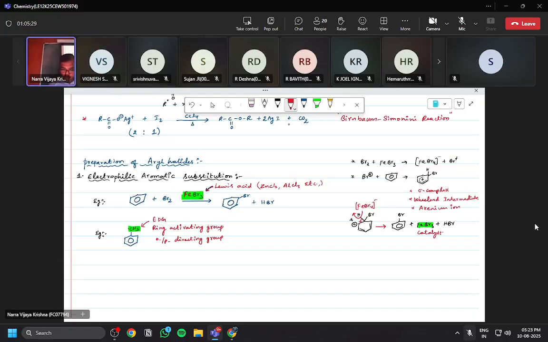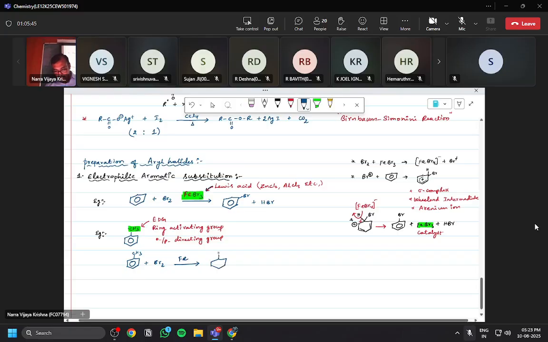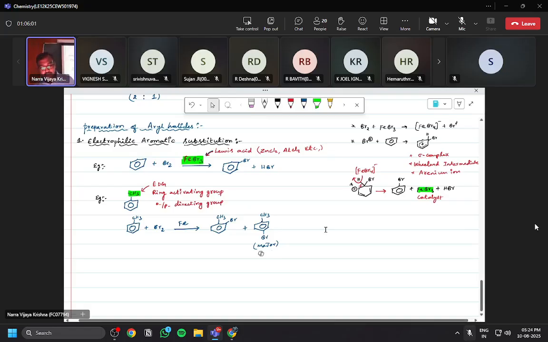Now, if this is allowed to react with Br2 in presence of iron or FeBr3, what happens now? You will get bromine at either ortho position or para position. Which is major? Para bromo will be major. If you have a withdrawing group, then meta will be major.